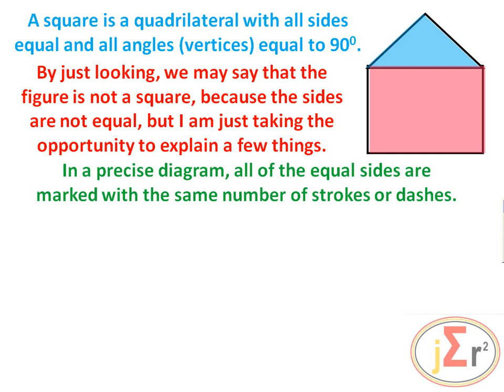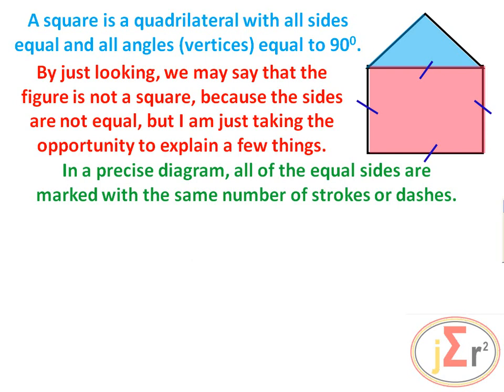So say we have this. How many strokes do we have here? 1. So we have 1 stroke on this side. How many strokes on this side? 1. How many strokes on this side? 1. And so on. Because each side has a single stroke, we are saying that they all are marked in exactly the same way. Therefore, they are all equal. And the figure that we have there is a square. Because if all of them are marked with a single dash, then all sides are equal, and that would make it a square.